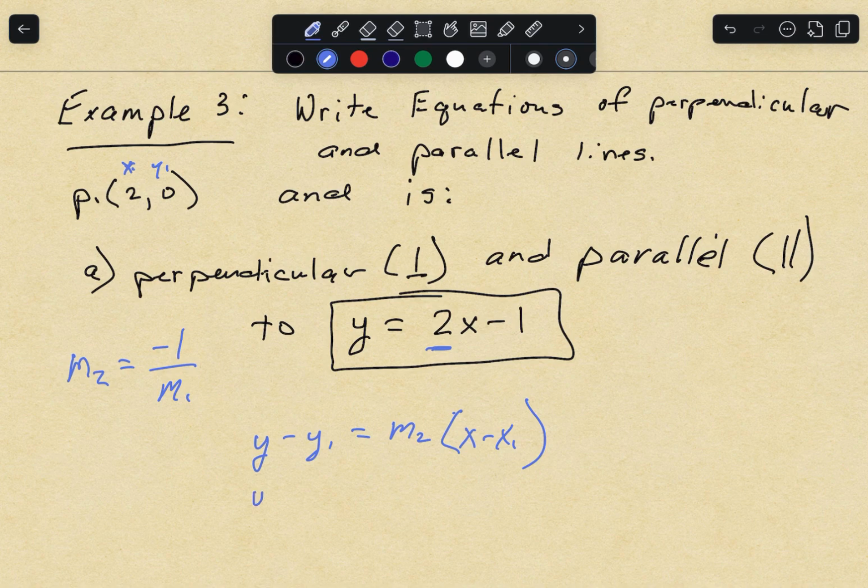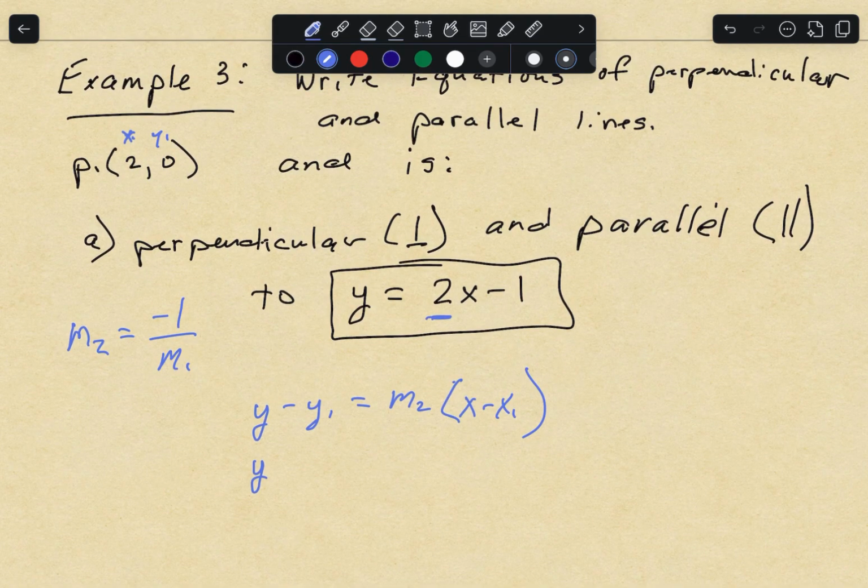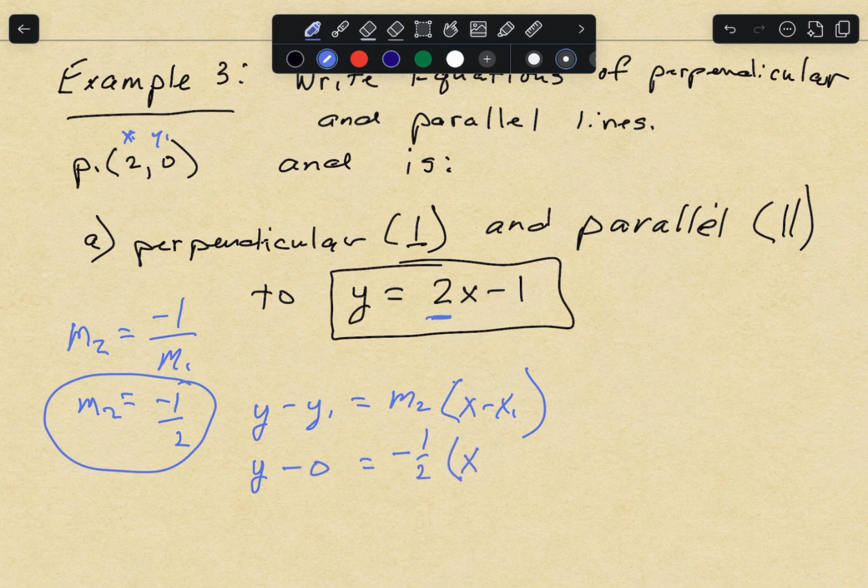Now the first thing you do is say y. Let's slide this up a little bit. We know that the point is (2, 0), so the y sub 1 is 0, so it's y minus 0 equals, and we know that the slope, what would this equal? Negative 1 over 2. That would be m2. That's how you find that slope. So m2 would be negative 1/2 times x minus, and your x sub 1 is a 2 here, and you multiply it out.